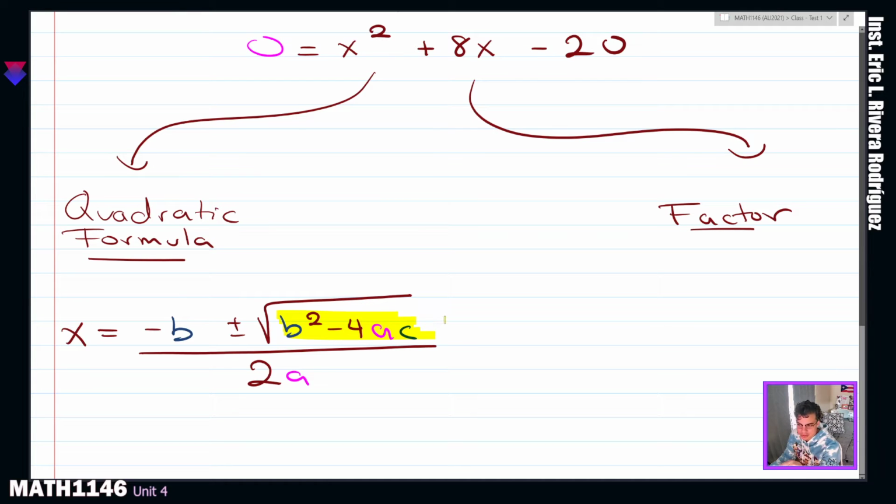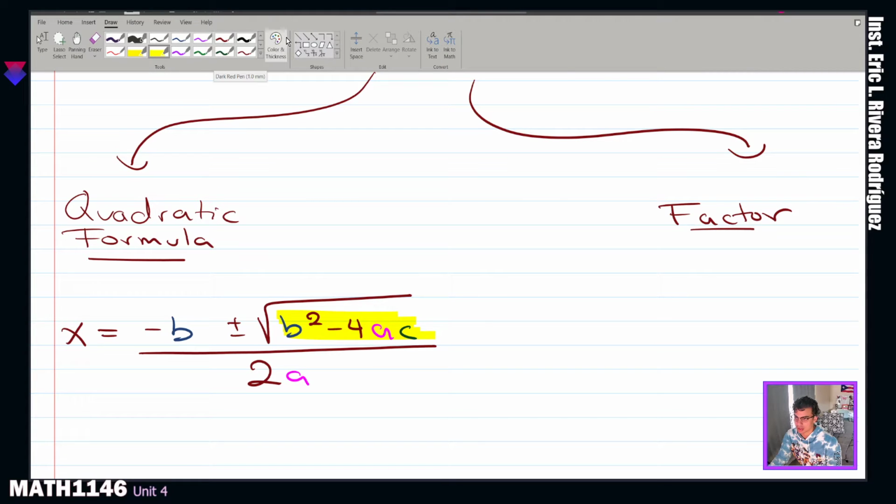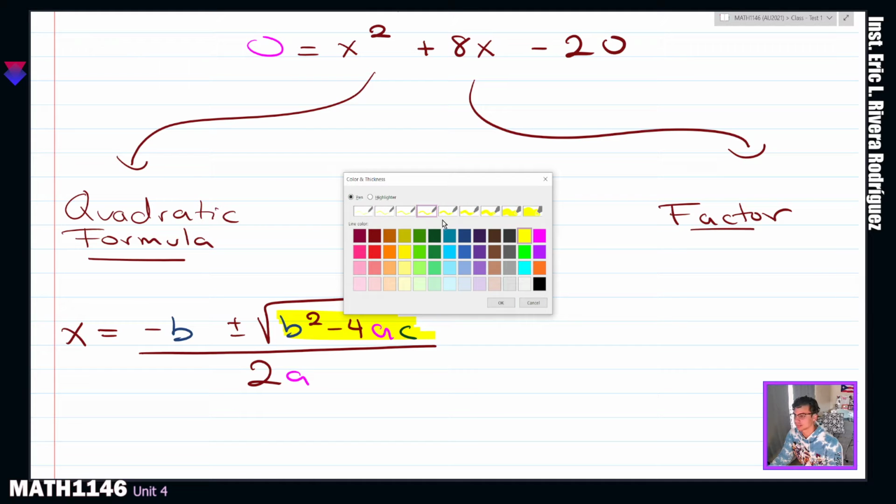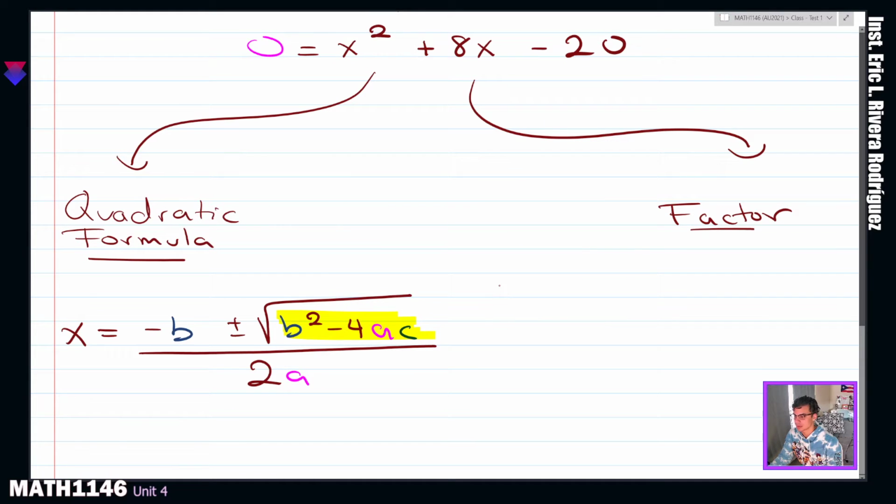That value, or that expression b squared minus 4ac, is called the discriminant of the quadratic formula, and it's because that value is going to classify the x values, or the zeros, as real zeros or complex zeros. Okay, but that is something that we are going to talk about later in the semester. Right. So right now, what we want to know is how to plug in those values and solve this.